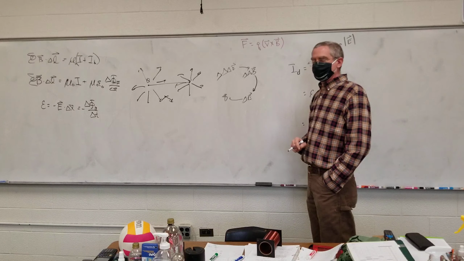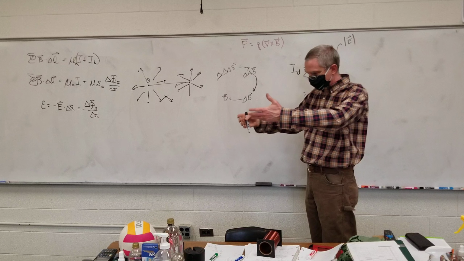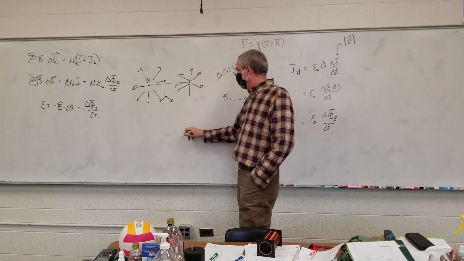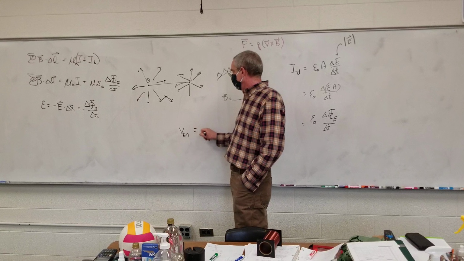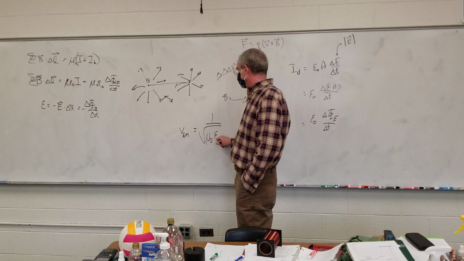Maxwell's next step was to figure out, all right, I've got something that's now creating itself. I've got these two fields that are moving along. How fast are they moving? We'll do the derivation later. But he calculates that the speed of this electromagnetic wave is 1 over the square root of mu sub naught times epsilon sub naught.